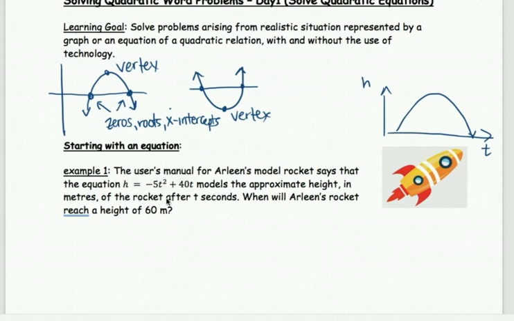So if we know the equation for the path of the rocket, the height is in meters and time is in seconds, I want you to tell me, when will Arlene's rocket reach a height of 60 meters? We don't know where the 60 meters is, but we're trying to figure it out. If we know the height is 60 meters, what time is it? If we make a guess here, say this was 60 meters here, right? I want you to tell me, what time was that? Right there. If it was 60 meters in the air, what time was it at 60 meters?